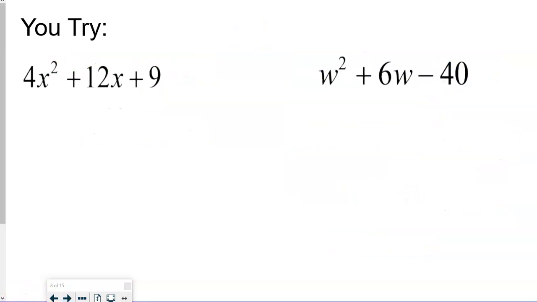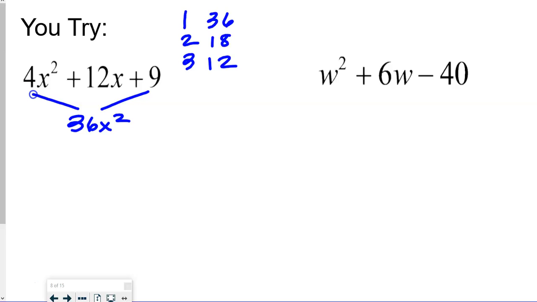So now I'd like you guys to do these two problems and then come back to me at the end and see if you got them correct. Okay, so I'm going to go ahead and factor these. Again, multiplying the first and last together, we get 36x squared. We need to look at the factors of 36, so that would be 1 and 36, 2 and 18, 3 and 12, 4 and 9, 6 and 6, okay?